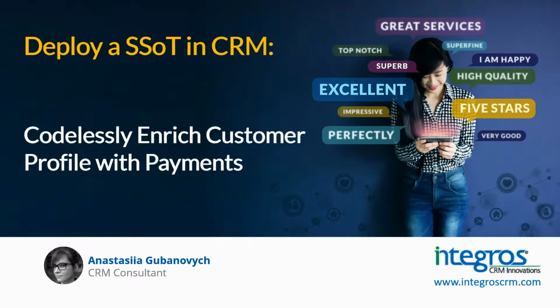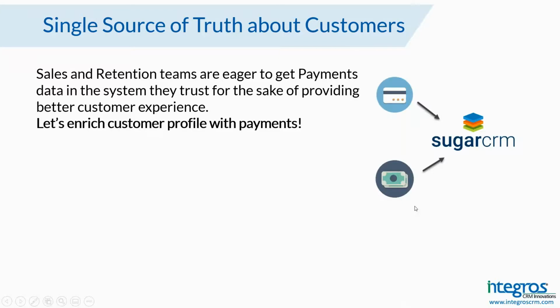So, I'm sure that most of you have faced sales managers or success managers' requests to be notified or to see payments of their customers in the systems they trust. As we know, payments originate in the payment system, whatever is used by the company, like PayPal, Chargebee, or Chargify, but payments also can come from the ERP system. However, salespeople usually do not care where those payments are. They just want them to be inside the CRM system for the sake of a full customer profile.